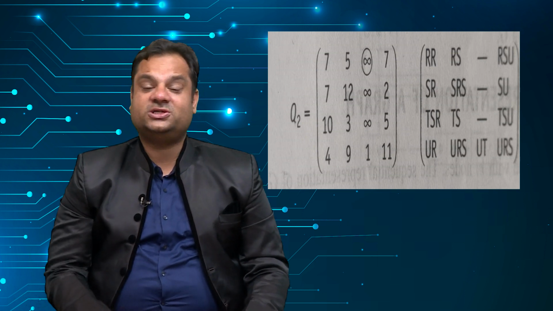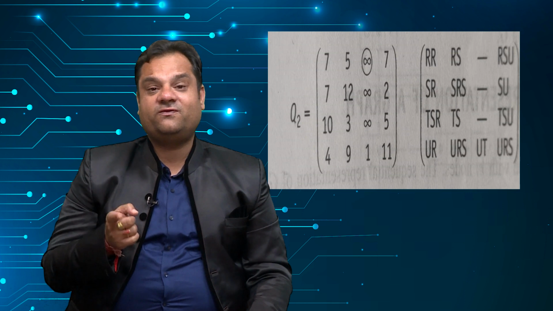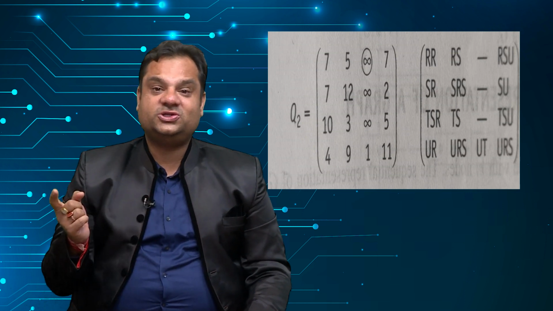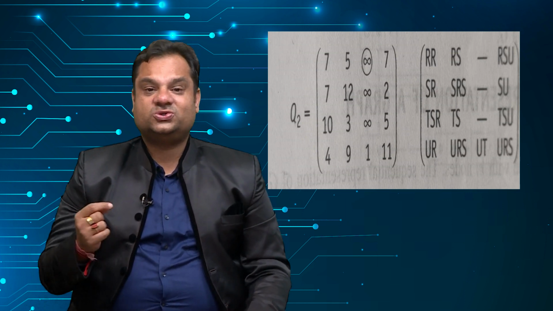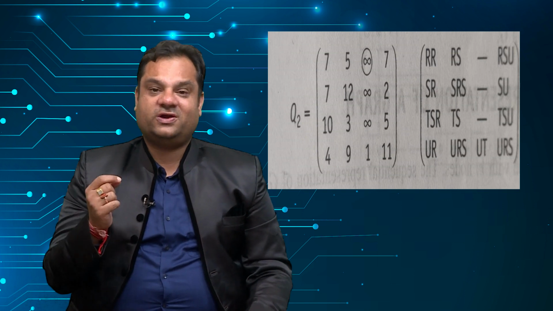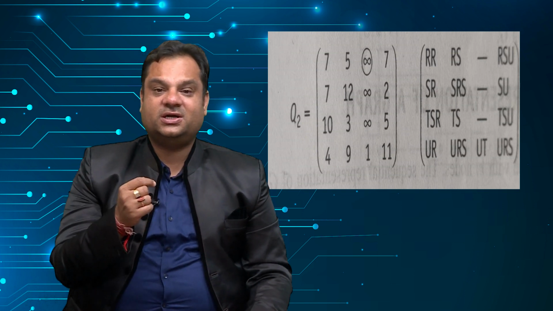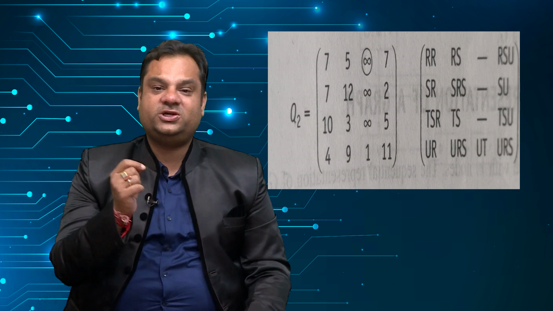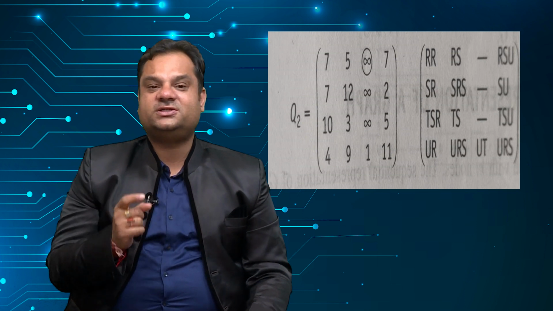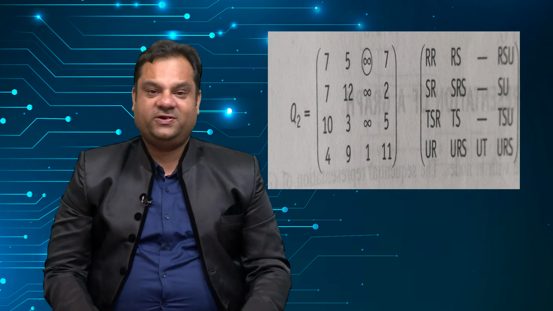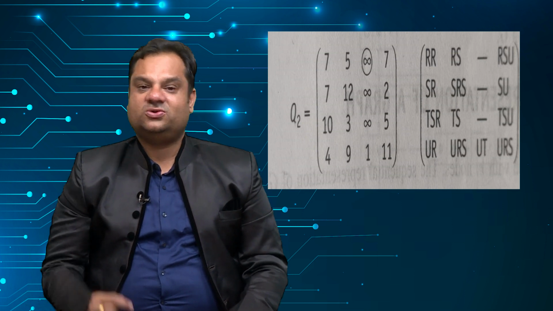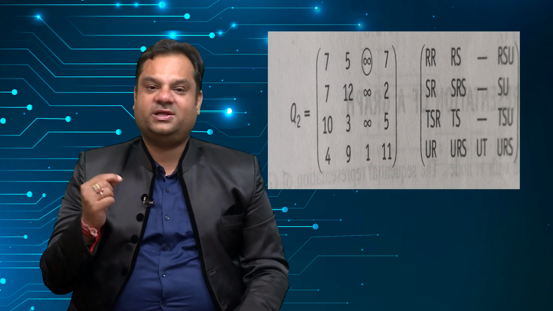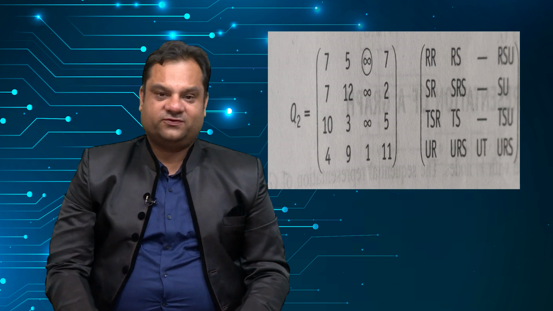And the last one is T to U. There is no direct edge, but with the help of S you can reach your destination, that is U. So for T to U, first you travel T to S, then S to U. The total cost of T to S and S to U is 5, which is less than the previous value, an infinite value. Here we can replace it with the new value, 5.